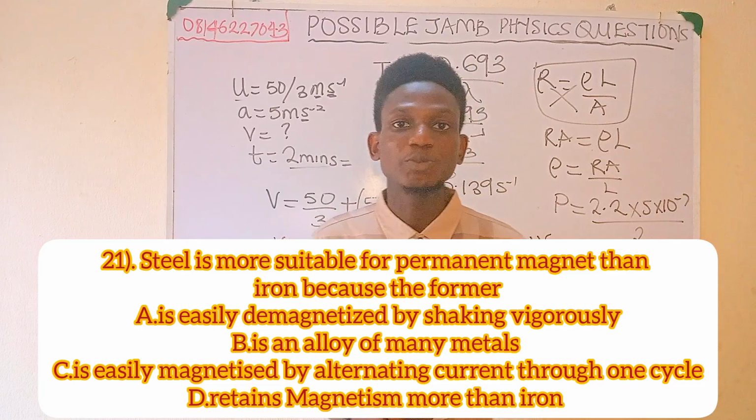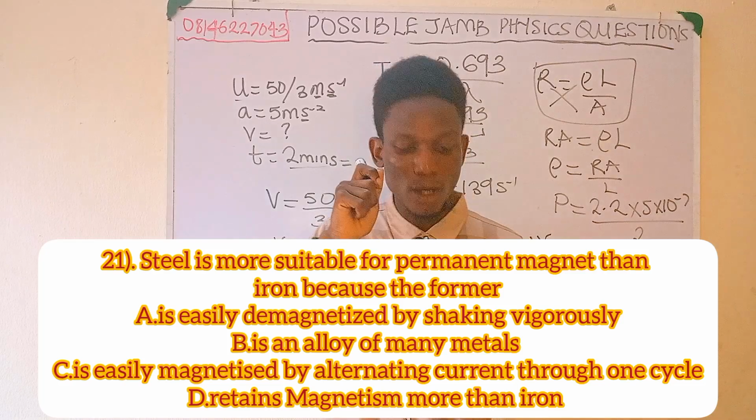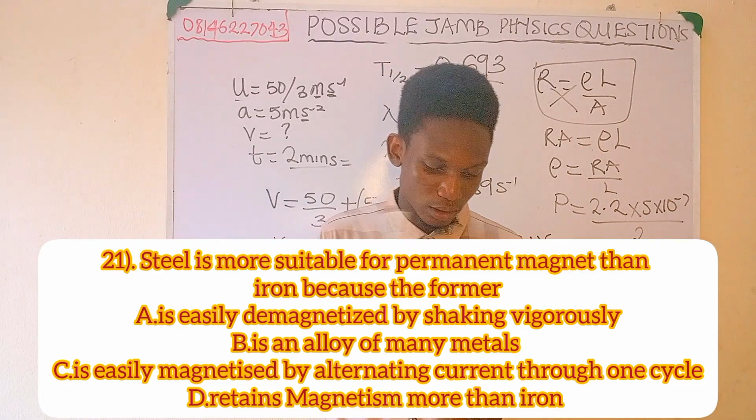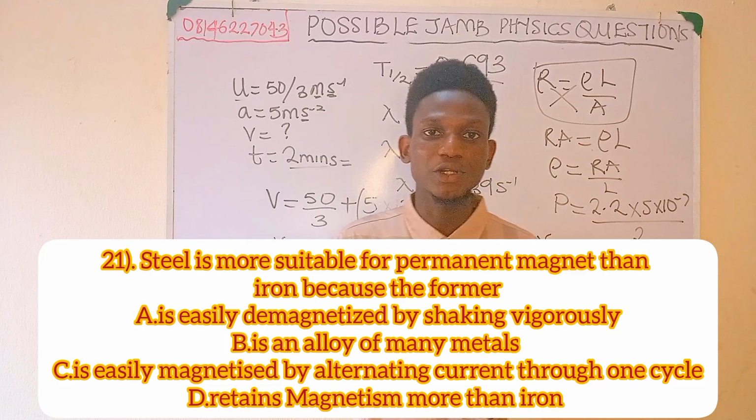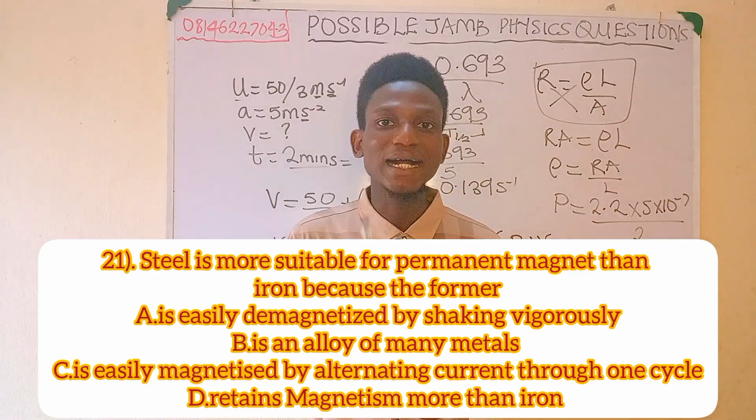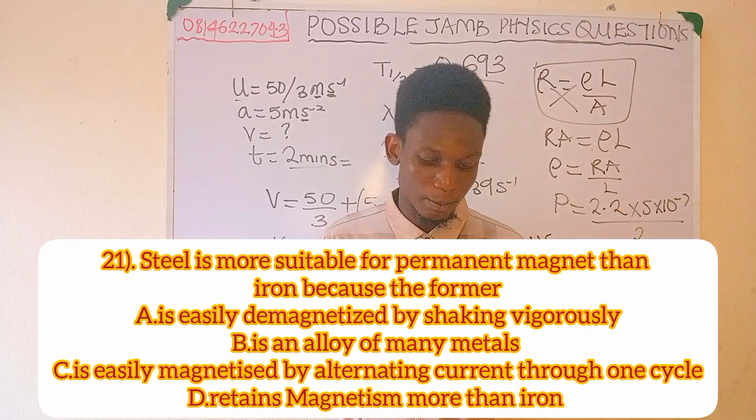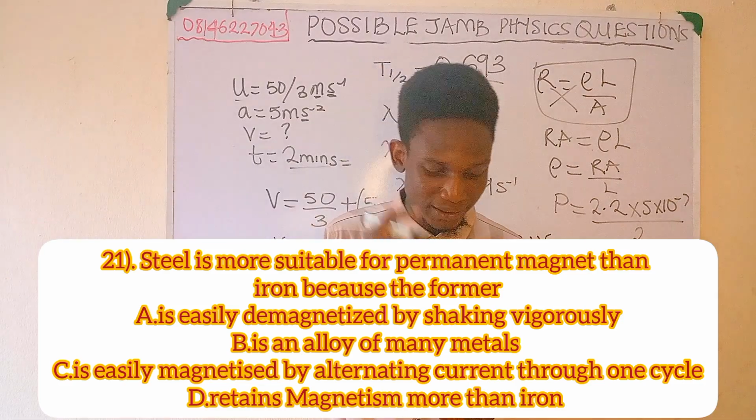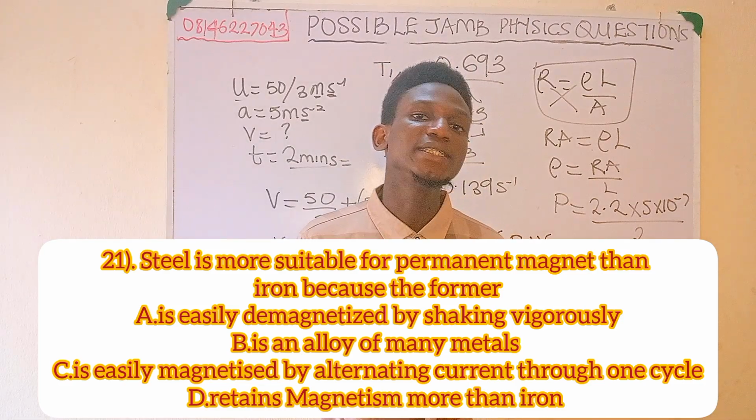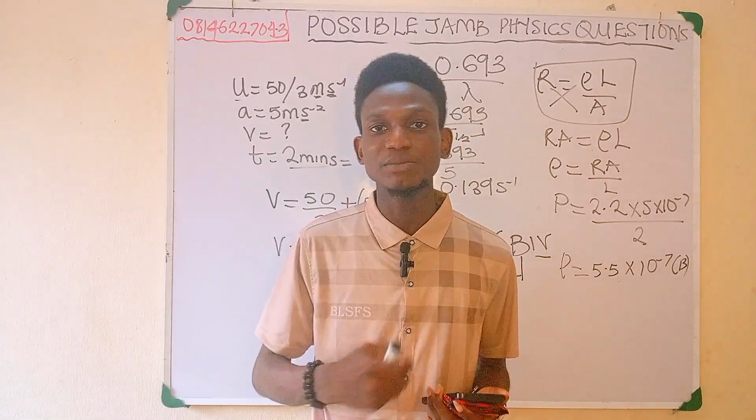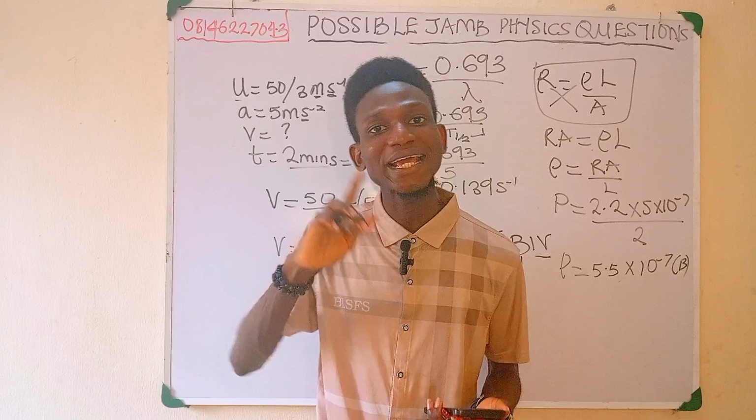Now, this is for iron. That's why I always say take note of the word former. You may think maybe they're talking about iron, but you're not going to pick this. Iron is easily magnetized and demagnetized, so that is correct for iron. Then option D: retains magnetism more than iron. Yes, steel is a permanent magnet because it retains its magnetism. It's not easily magnetized and demagnetized, unlike iron.